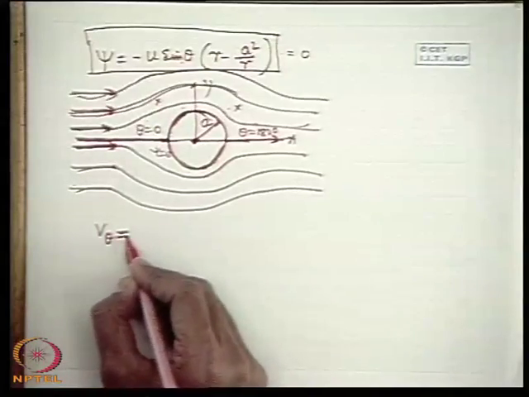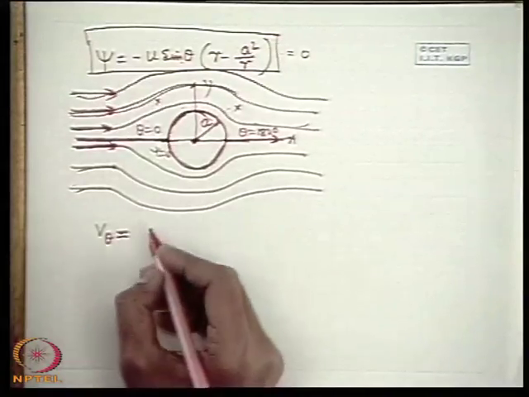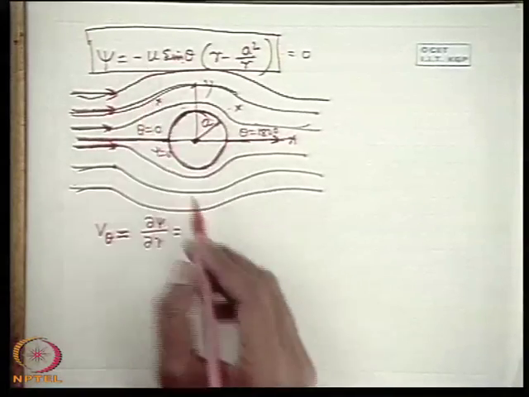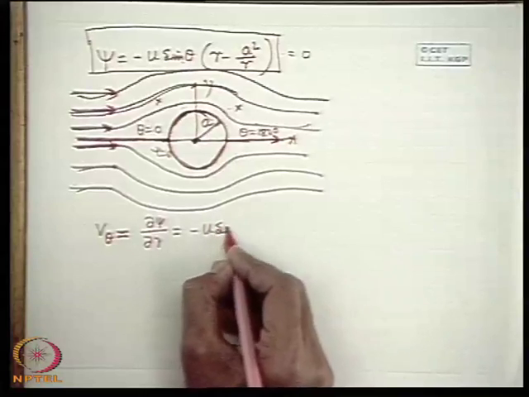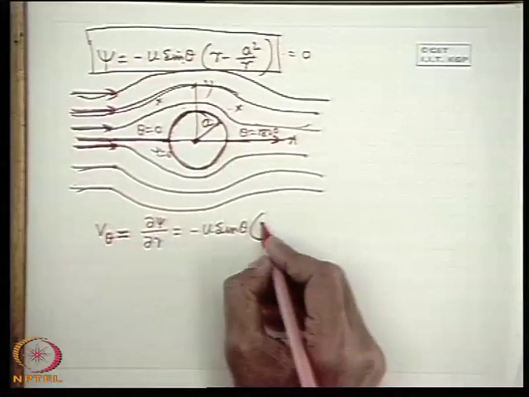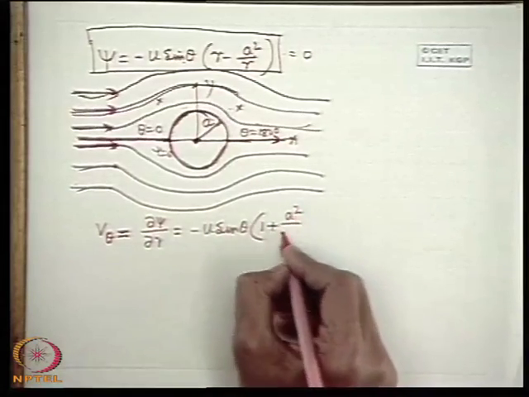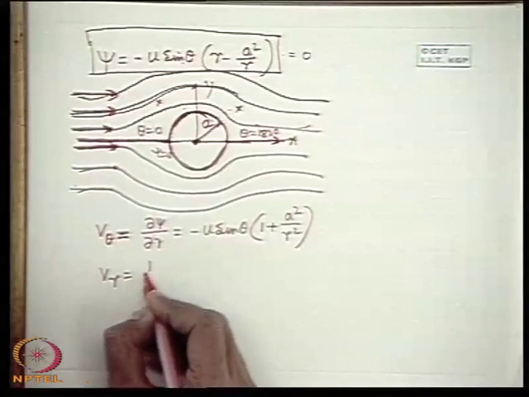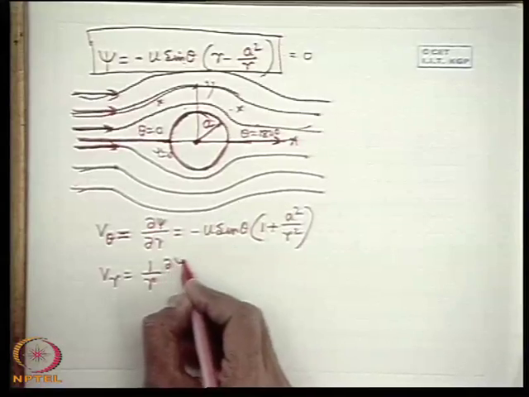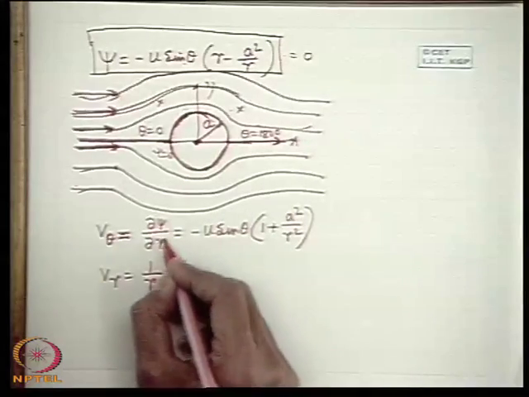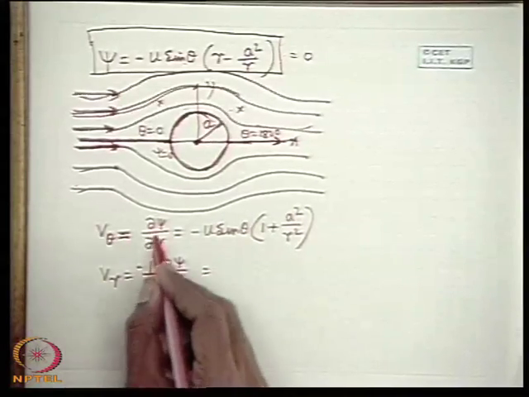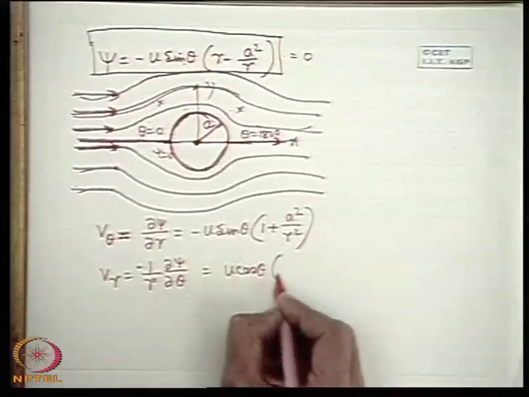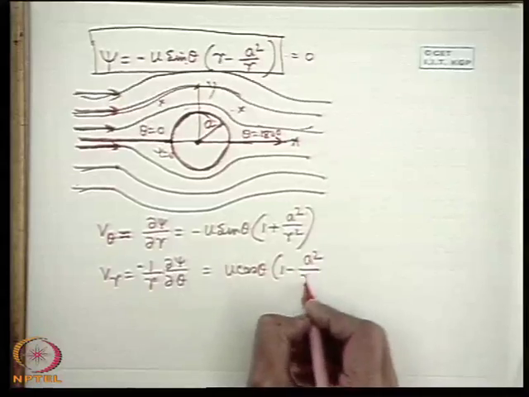What is the definition of tangential velocity in terms of the stream function? If you recollect, this is minus del psi del r. That means this becomes equal to minus u sin theta, if you differentiate it, into 1 plus a square by r square. Similarly, if we find out the radial velocity, which is connected with the stream function as 1 by r del psi del theta, with a negative sign, this is positive, this is negative. So this becomes equal to u cos theta into 1 minus a square by r square.